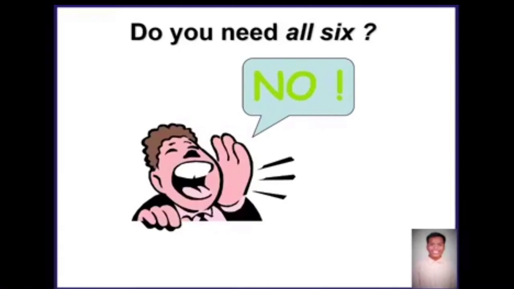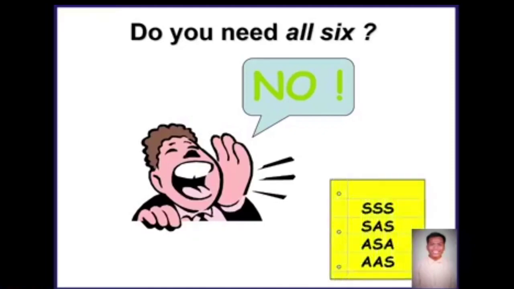So there are specific conditions that we have to meet. It does not necessarily mean that we have to meet all of these six conditions. And what are these? These are the SSS, the SAS, the ASA, and the AAS.